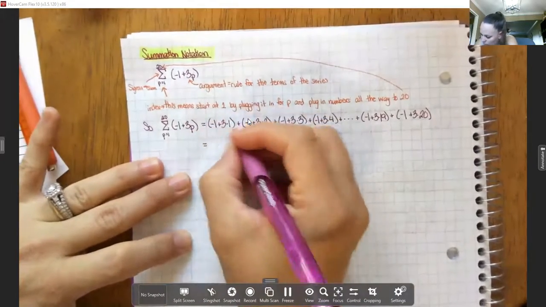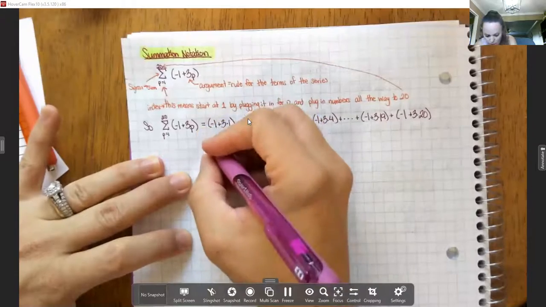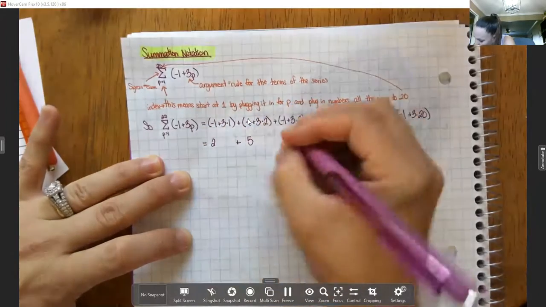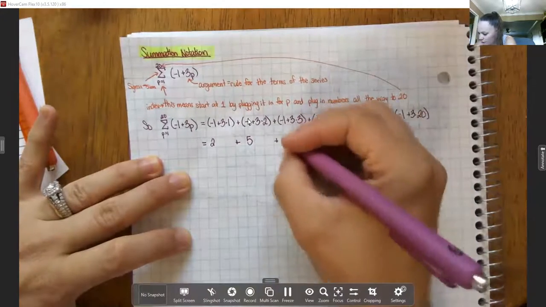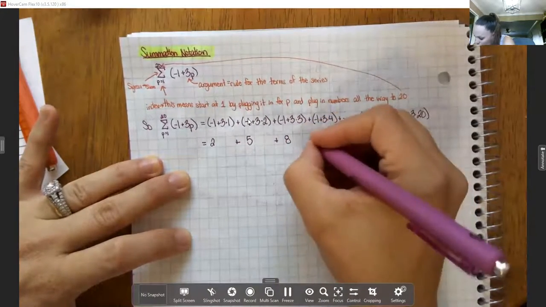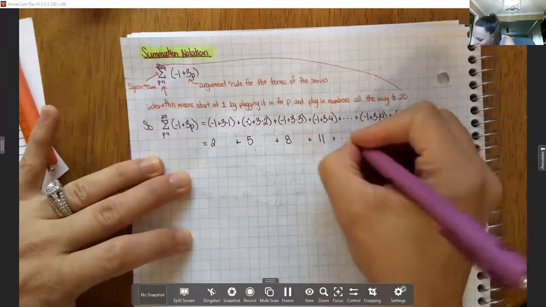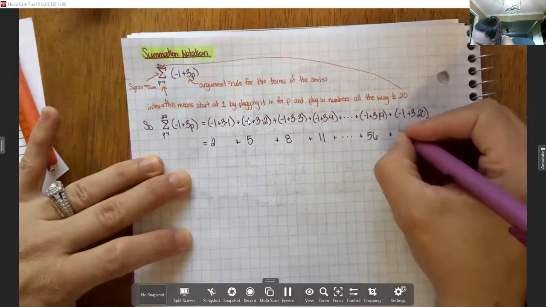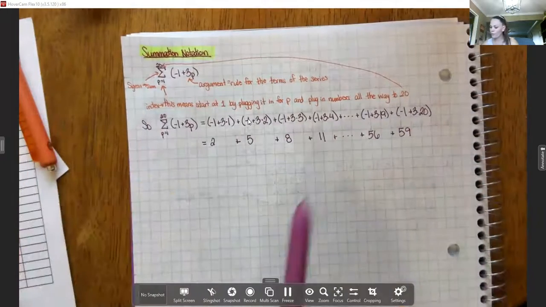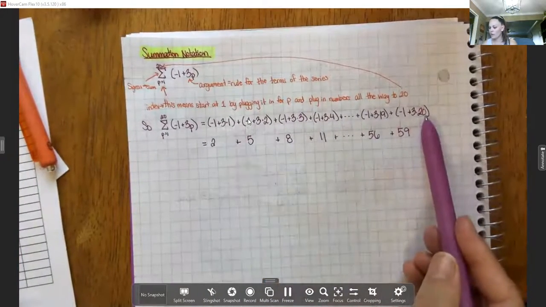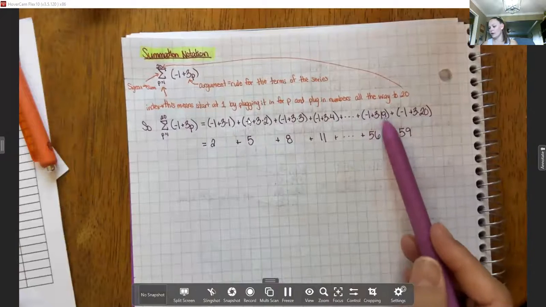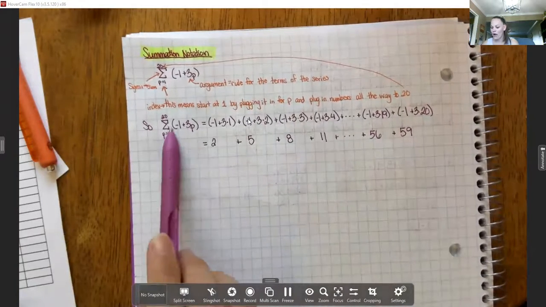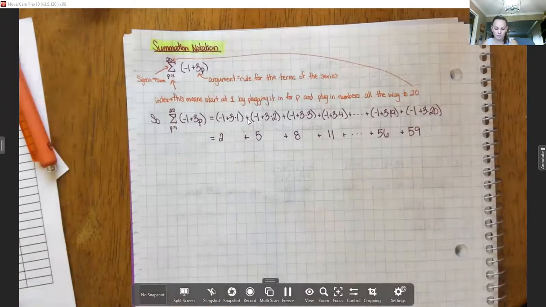So this is -1 plus 3 is 2, plus 5. If I just simplify each of these sets of parentheses, this one is 8. This one is 11. This one is 56. And this one is 59. So again, 3 times 20, 60 minus 1, 59. 3 times 19, 57 minus 1 is 56. So that's what this means.